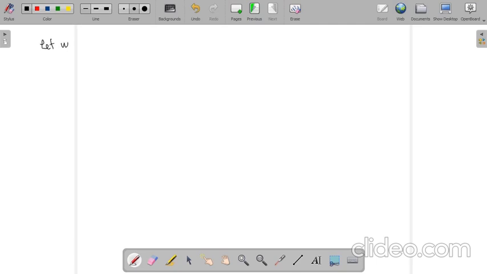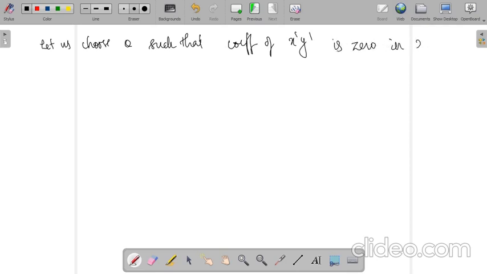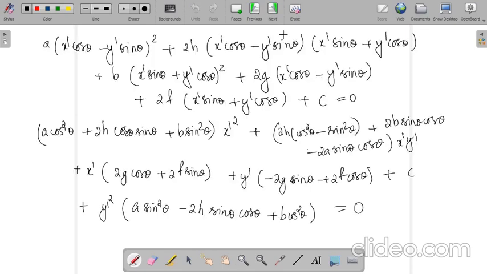So let us choose theta such that the coefficient of x dash y dash is 0. So let me call the last equation as equation 2. Okay. So let this be equation 2. In equation 2, let us take the value of theta such that the coefficient of x dash y dash is equal to 0.